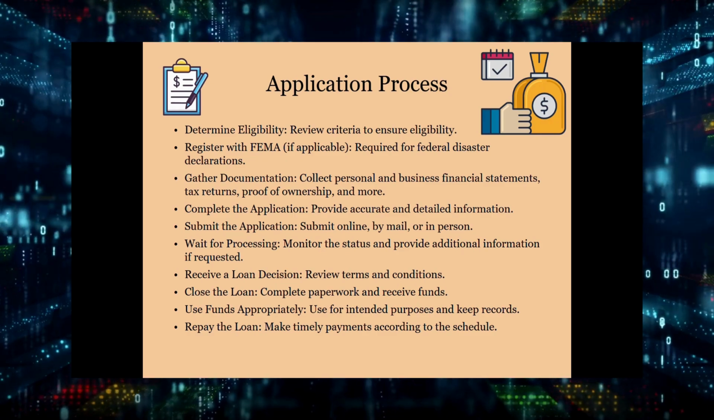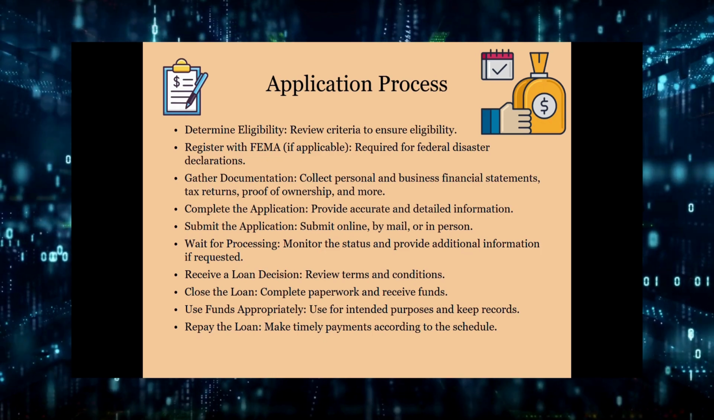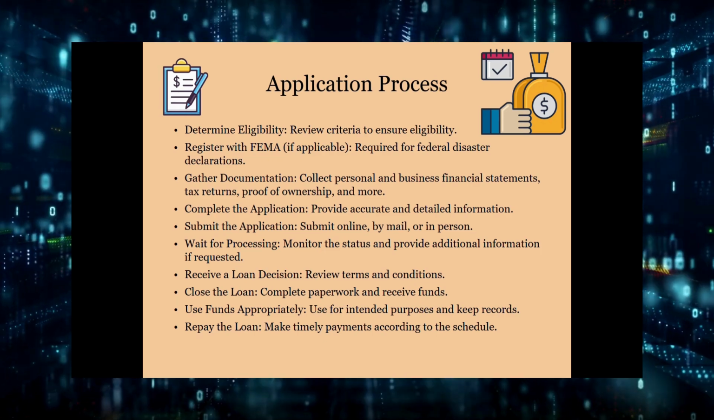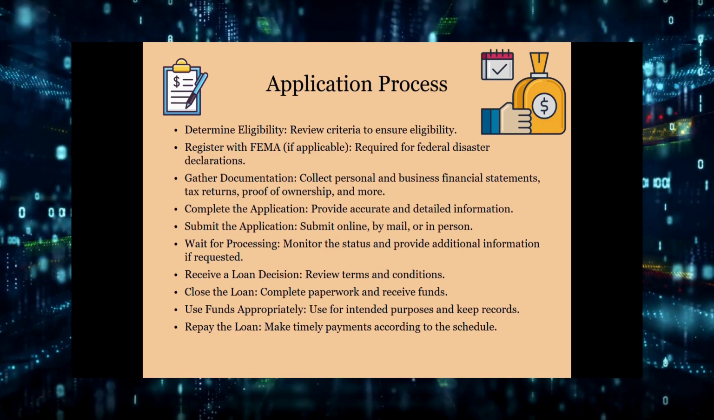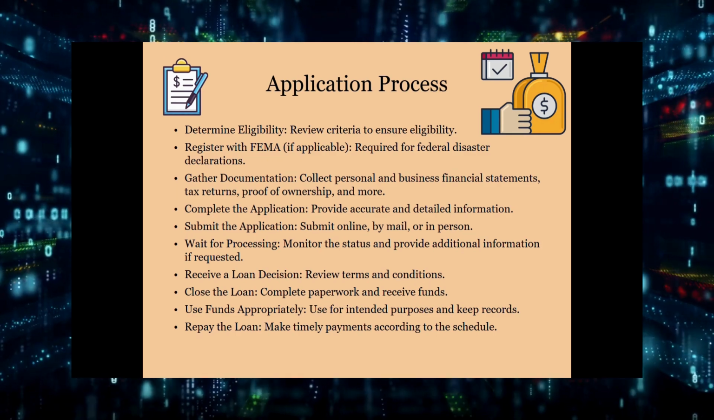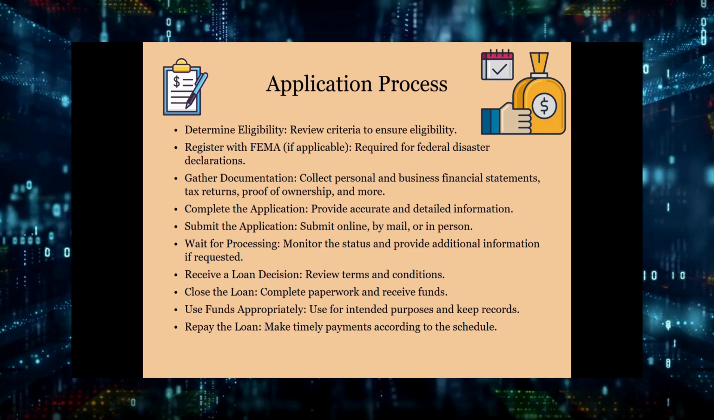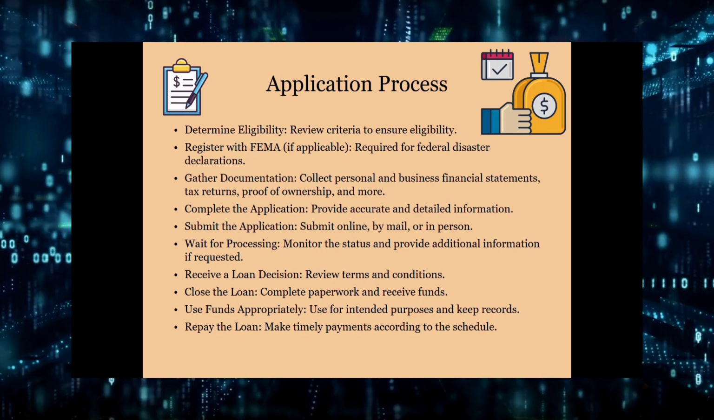Submit the application. Submit your completed application through the designated channels. This can be done online via the SBA Disaster Loan Application Portal, by mailing it to the appropriate address, or delivering it in person to a disaster recovery center. Ensure you follow the instructions carefully for the submission method you choose.